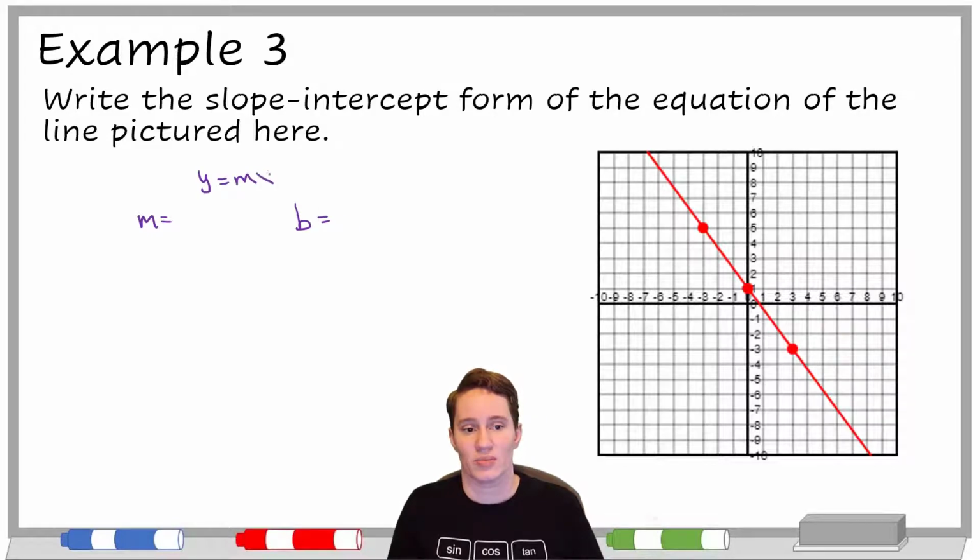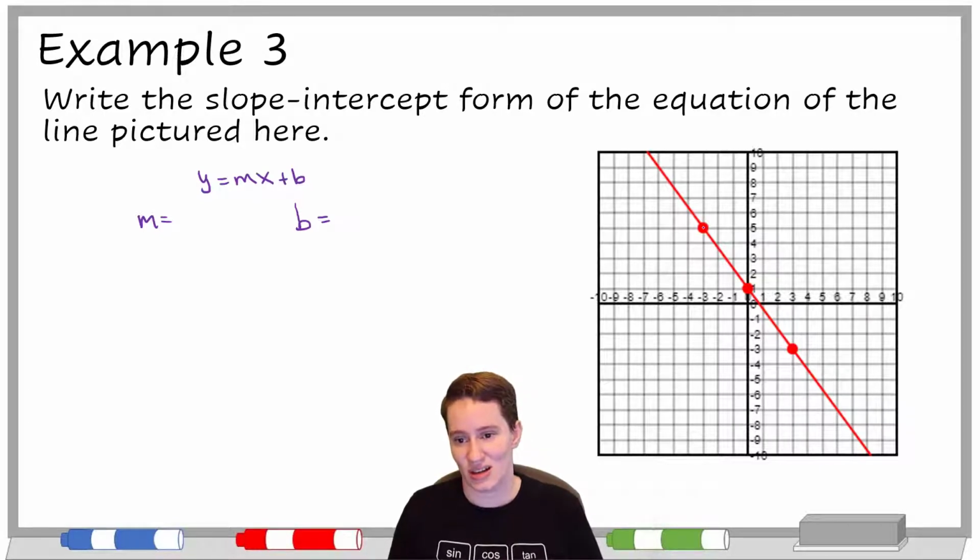So let's think about slope. Slope is the rise over run. So pick two of these points and count out the rise over the run. It doesn't matter which two points you pick. It doesn't even matter which direction you go. But it does kind of matter a combination of those two.